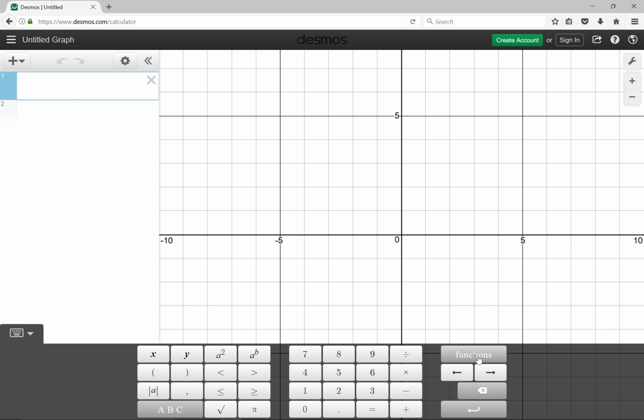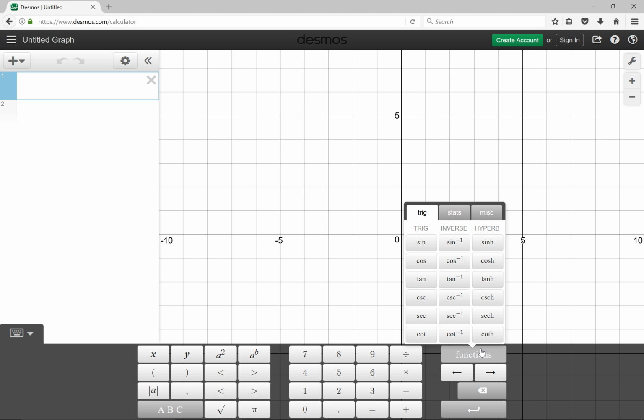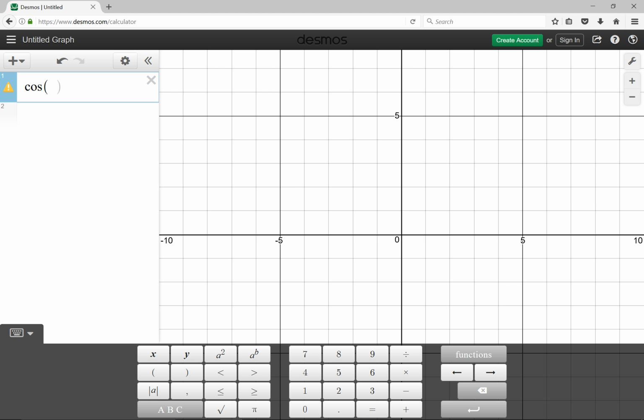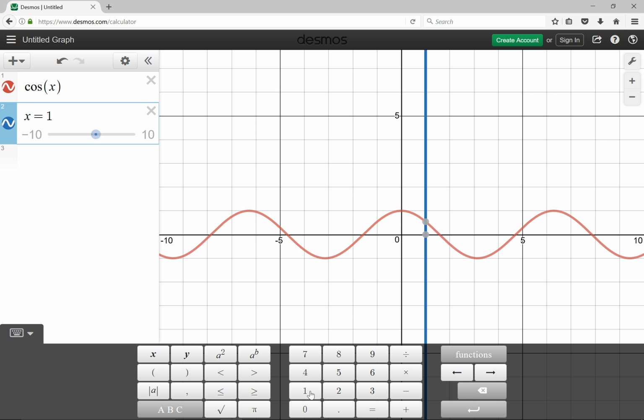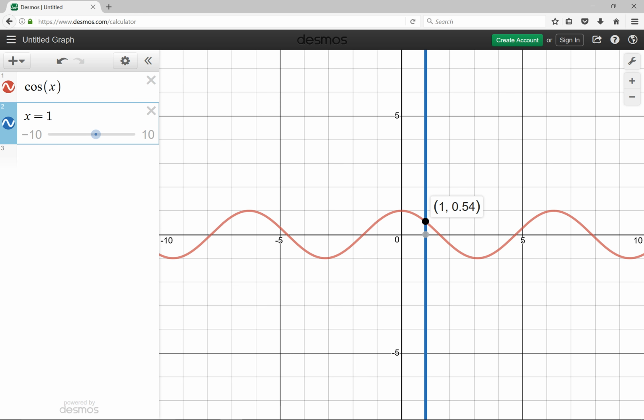So let's do cosine of x. Hey, cosine of x, that looks pretty straightforward. So let's see what happens as x approaches 1. Well, as x approaches 1, the value you see is 0.54. But if you do this, you can take your pen like this and drag down.